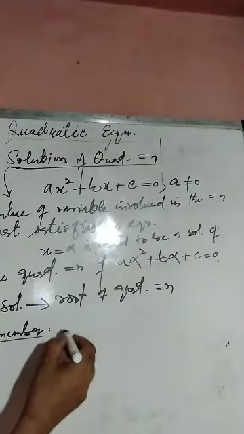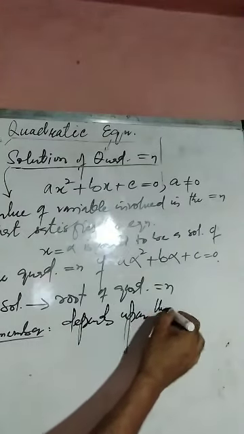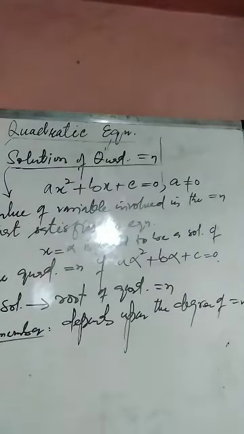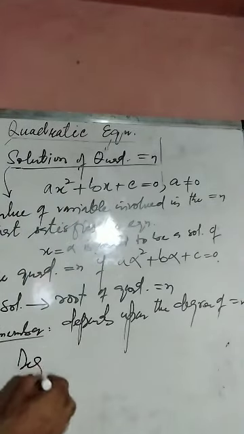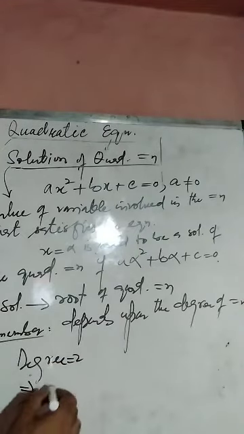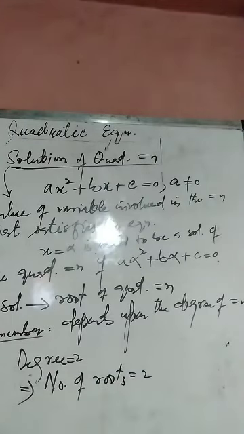That depends upon the degree of the equation. Here you see that the degree of this equation is 2. Since the quadratic equation has degree 2, it implies that it will have 2 roots. So the number of roots will also be equal to 2. Hope you have understood my topic, that is solution of the quadratic equation ax square plus bx plus c equal to 0, where a cannot be equal to 0.